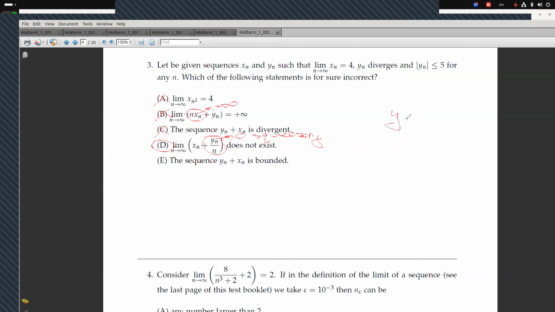Okay. Yn over n. Do you agree that it is less than 5 over n, since modulus of yn is less than 5? So do you agree that this part is correct? From below, do you agree that yn is greater than minus 5? Okay, it tends to 0. Remember, any bounded sequence divided by n, divided by infinity, always tends to 0.